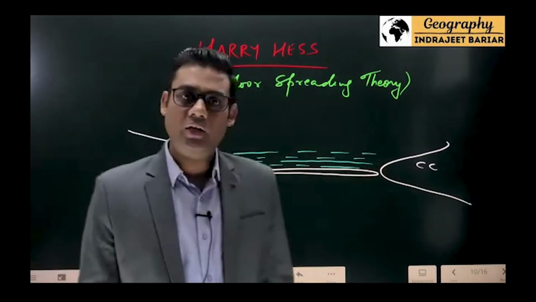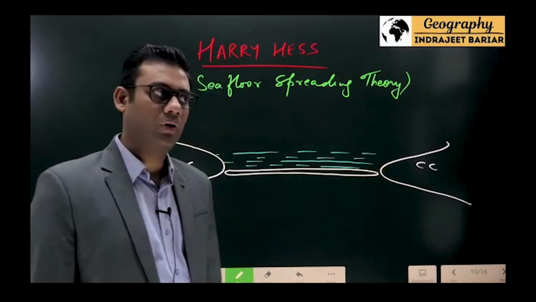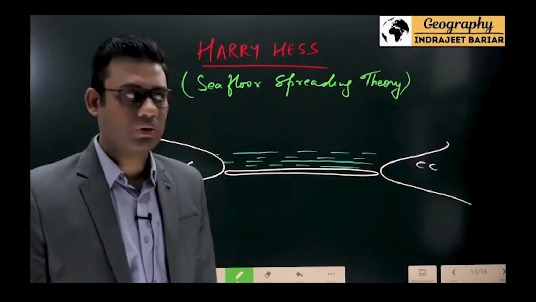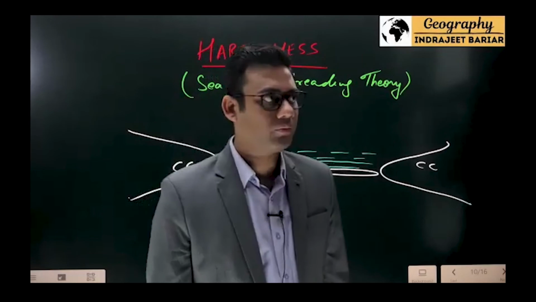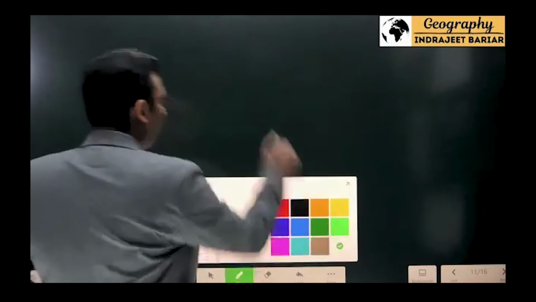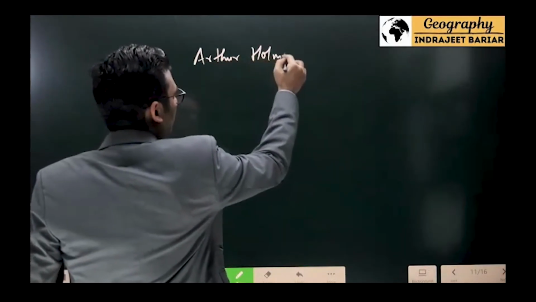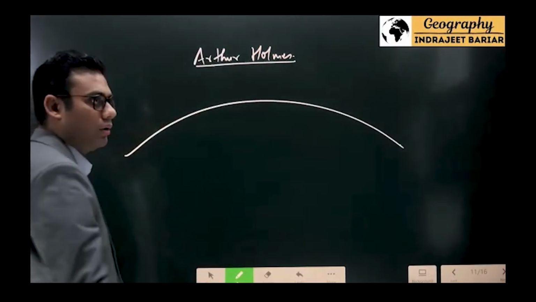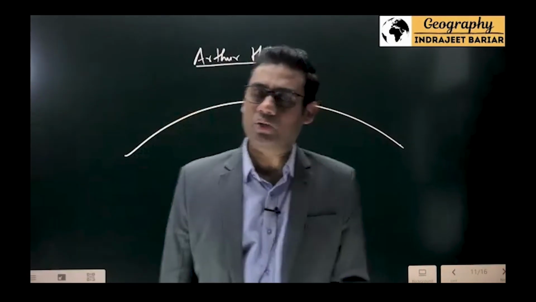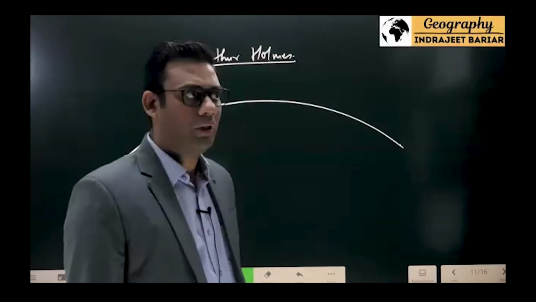Now, prior to Harry Hess, another geologist or geographer named Arthur Holmes proposed the concept of convection current. So let us first understand this convection current. In short, what Arthur Holmes proposed was that if this is the earth, we said that in the asthenosphere the material is in semi-molten form. That means melting is happening here.